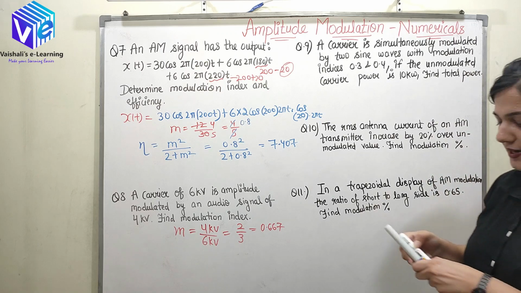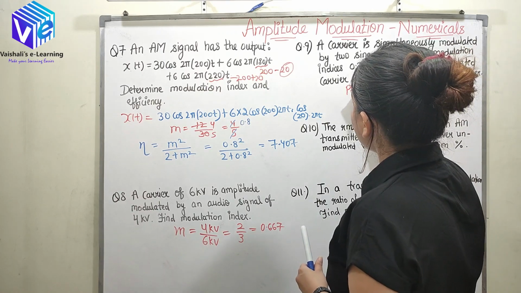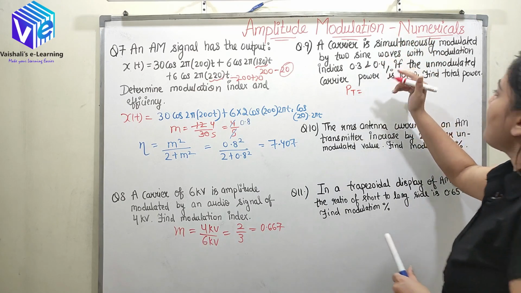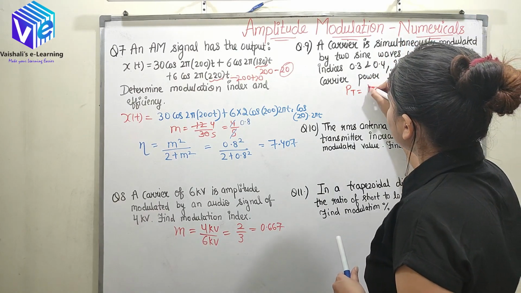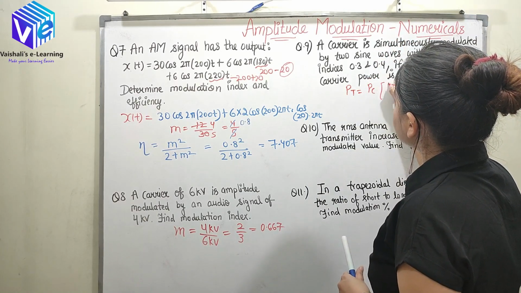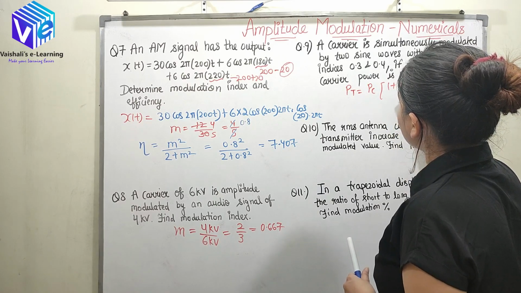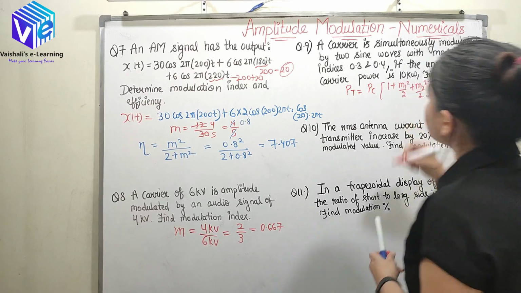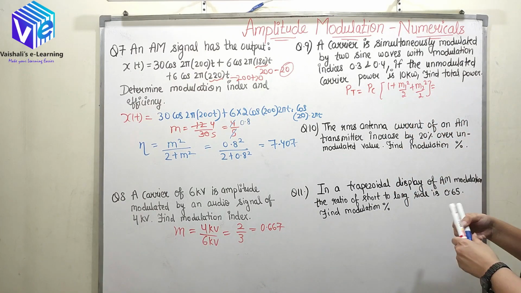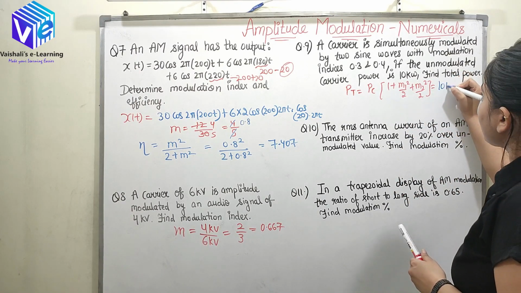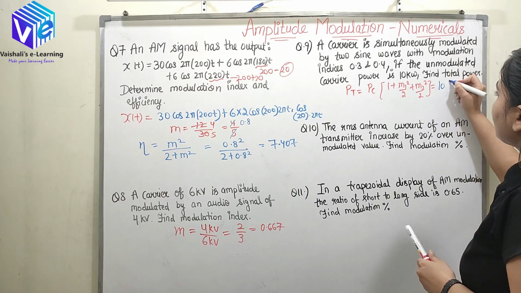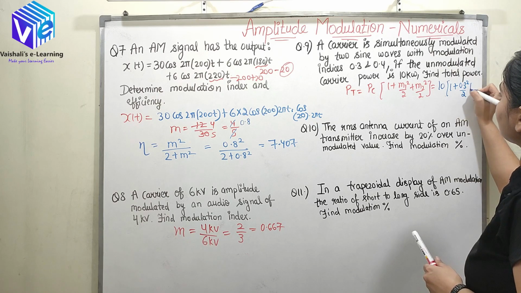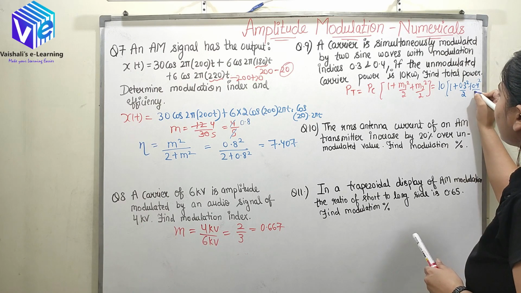Find total power. I know the formula of total power in the case of more than one modulation index. It will be equal to Pc times (1 plus m1 squared upon 2 plus m2 squared upon 2). I just need to put in the various values. So carrier power is 10 kilowatt, times (1 plus 0.3 squared upon 2 plus 0.4 squared upon 2).